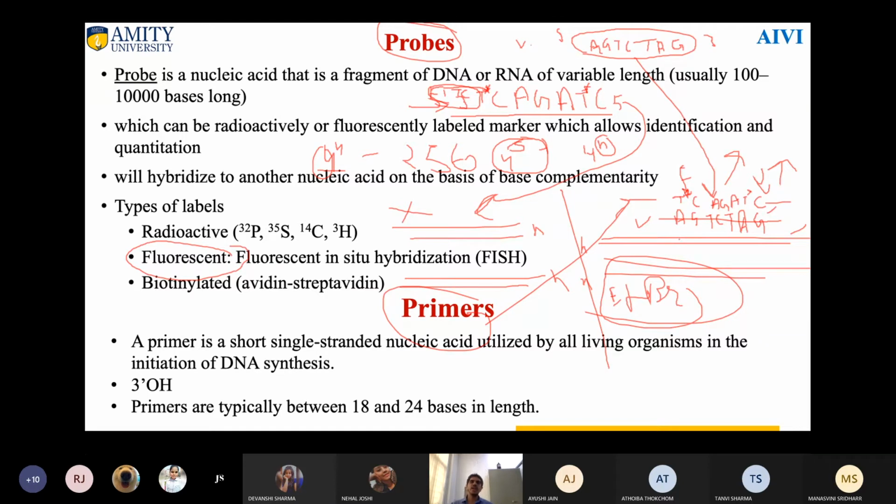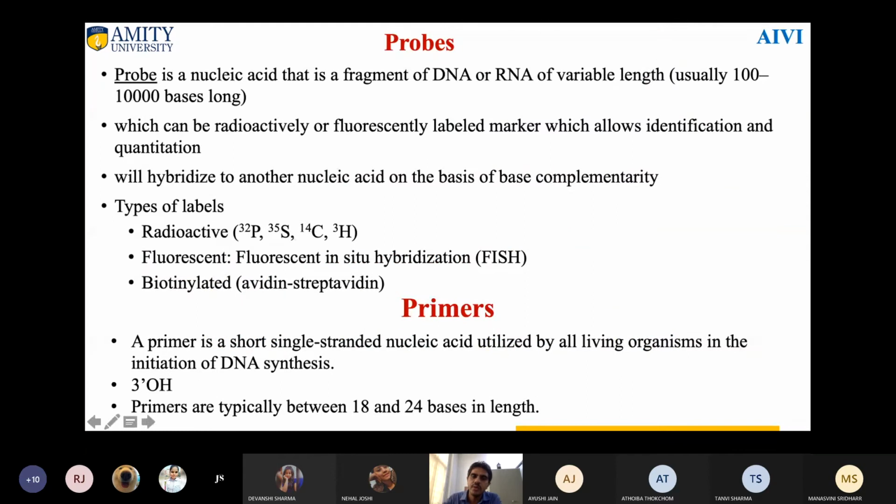But in our syllabus, in our course, we have to talk about radio labeling. Radio labeling means any one of our four nucleotides is going to be radio labeled. A radioactive label, you know, your phosphorus, sulfur, carbon, hydrogen, any one of these can be radio labeled. I will talk about this radio label a bit later.